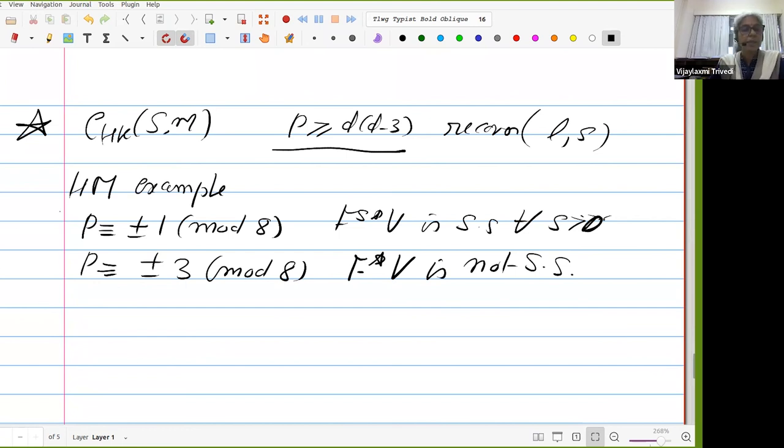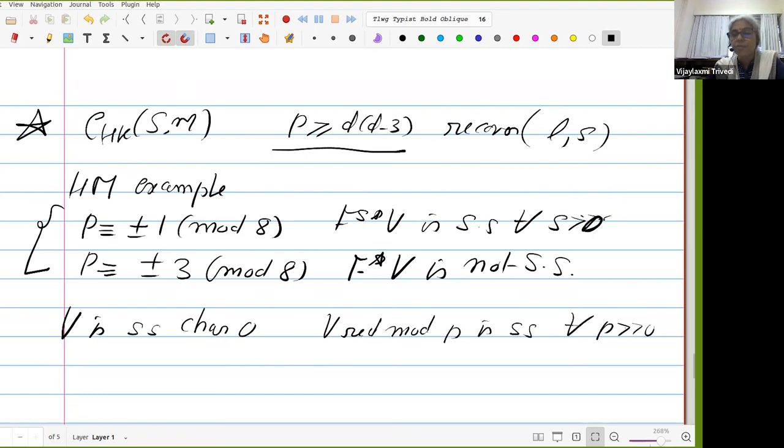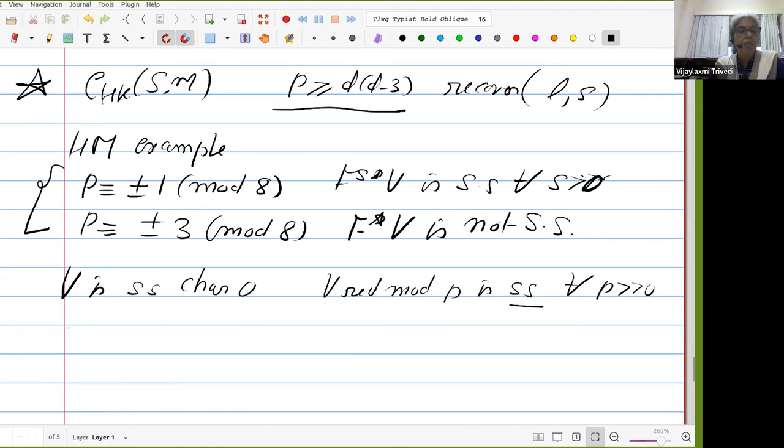So this example is a bit of a surprise for people who work in vector bundles, because generally, if V is semi-stable in characteristic zero, then V reduction mod p is semi-stable for all p positive. So semi-stability is an open condition, that means. But this one is saying, however, if I look at the Frobenius pullback condition, this is not an open condition. I may start in characteristic zero with a bundle which is semi-stable. Of course it is going to be semi-stable for all finite pullbacks, but this is not an open condition. So computation of HK multiplicity gave you this example.